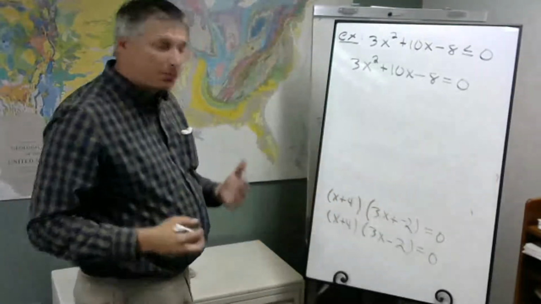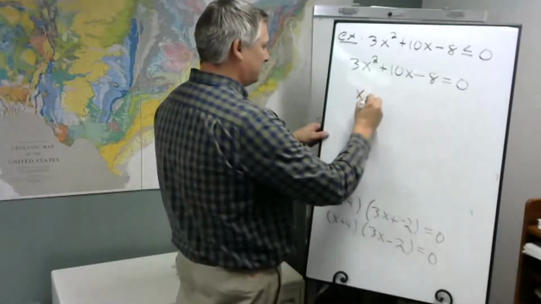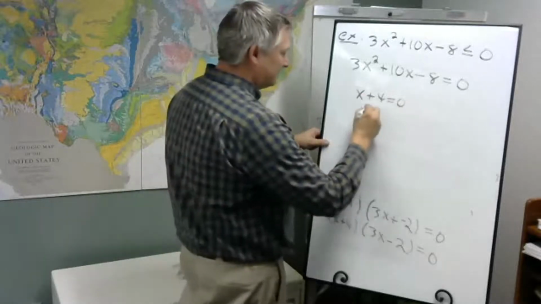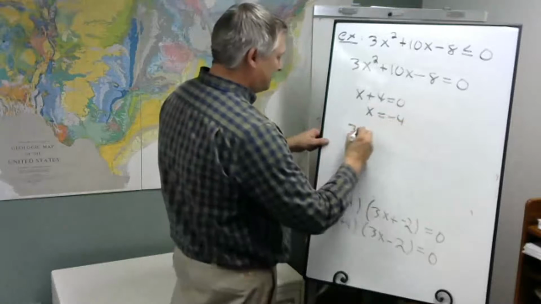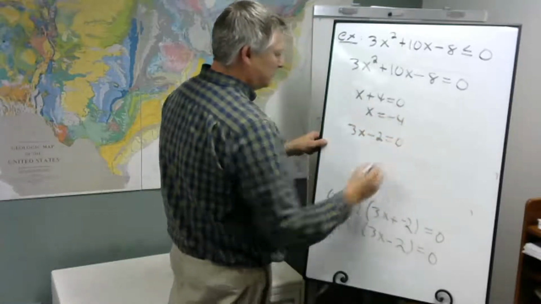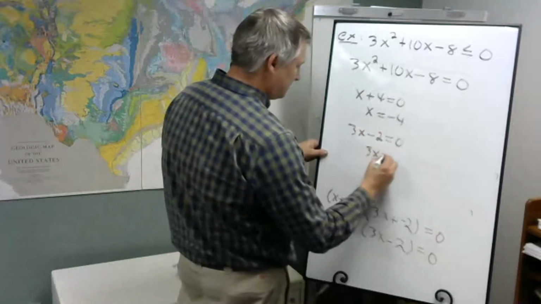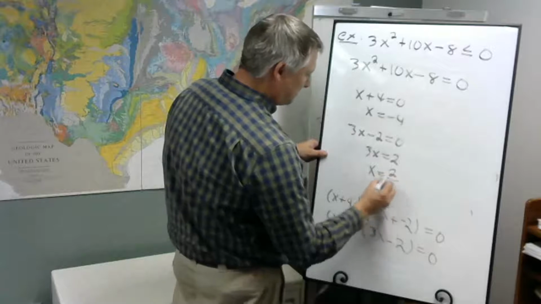All right, so again, zero product principle. So x plus 4, what makes that 0? Well, when x is negative 4. And 3x minus 2, when is that 0? Well, add 2 to both sides, divide by 3, when x is 2/3.